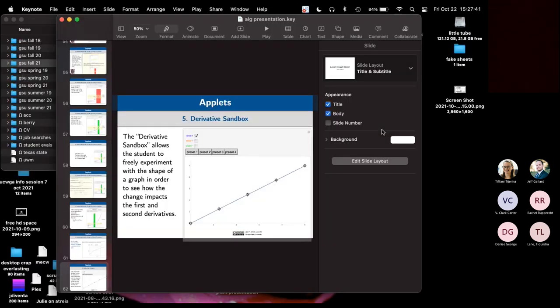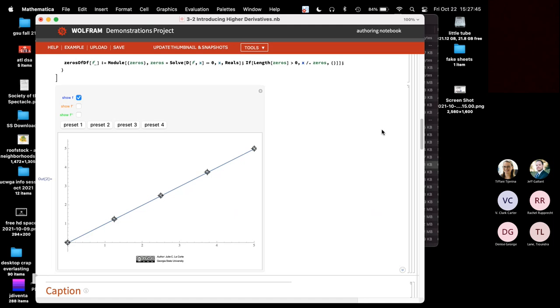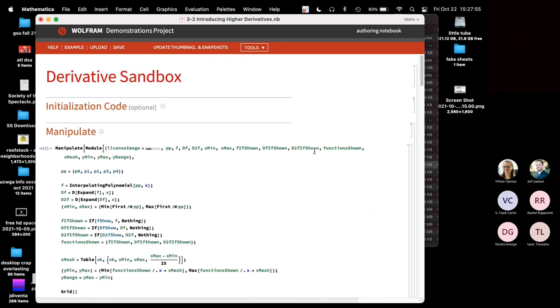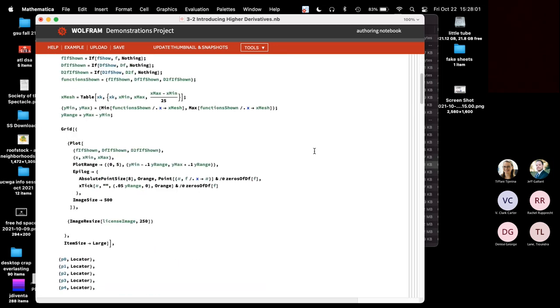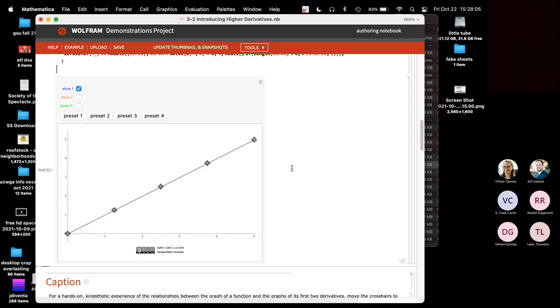So the next applet I wanted to look at is called the derivative sandbox. This is the most open and exploratory applet. When the student runs it, this is what they see. This, by the way, is a picture of the Mathematica notebook. This is what you would download. This is available for download on Wolfram now. This is what you would see, all this awful code. But the applet would already be running and ready for use.